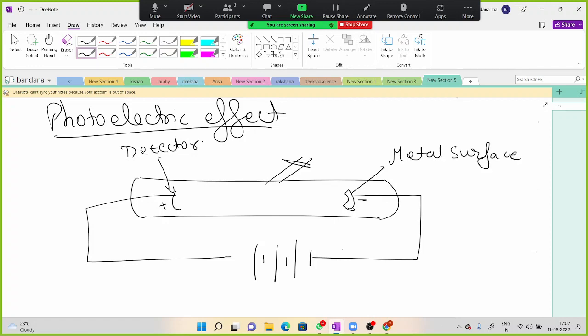Surface. When a beam of light hits the metal surface, the electrons are attracted towards the positive plate. This shows that light is made of packets of energy. The electrons are measured in kinetic energy, because they are not stationary, they are moving. That's the reason we say this is kinetic energy.